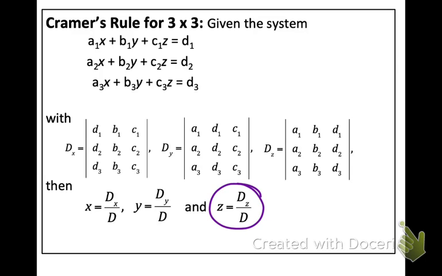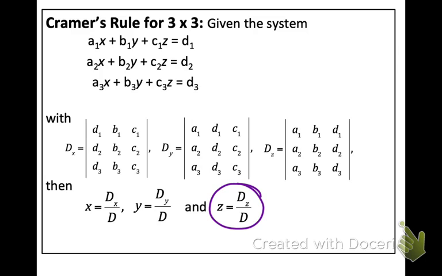So your d just stays the coefficient matrix. Your x, what happened? We took our solutions and input them into the x column, right? So my a got replaced by the d's, but the b and the c's stayed. Does everybody see that? For my y's, we took our solutions and input it in place of the b's, which is where your y's are.